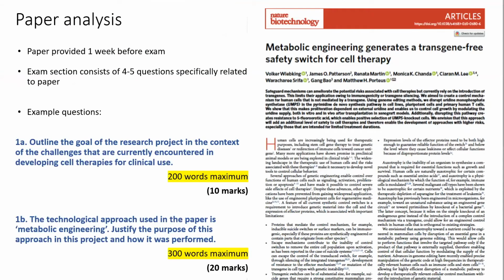Another approach we use is to give the students a paper, and they get this a week in advance of the exam. Then they come into the exam and they have 4 or 5 questions specifically related to the paper. These questions, I've got some examples on the screen here, start off relatively straightforward, where we're just testing students' understanding of the aims of the research, and they gradually get more challenging, where we push the students to appraise or justify the approach the researchers have taken to answer their scientific question.